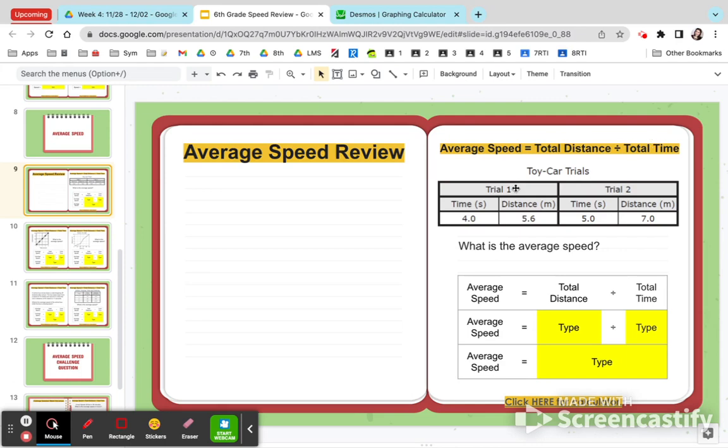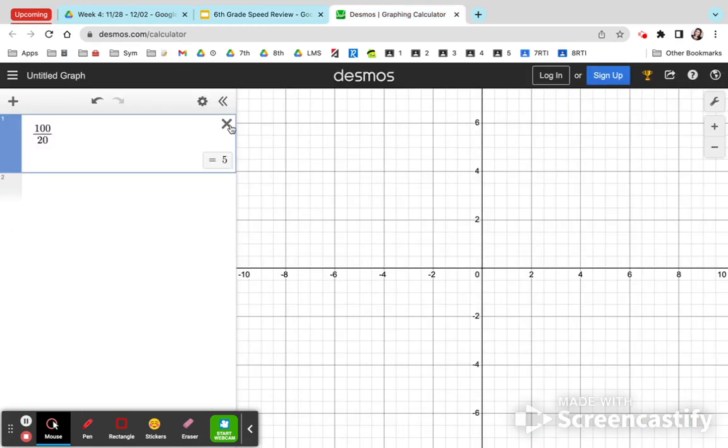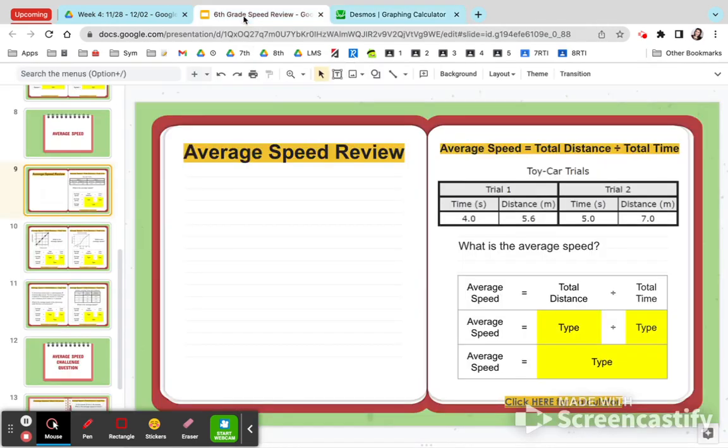Well, here we have two trials, trial 1 and trial 2. And these are two toy cars. So the first thing is, again, we want the total distance. So I have 5.6 and I have 7. So I'm going to take these two numbers and I'm going to add them. 5.6 plus 7, 12.6. So my total distance is 12.6 meters.